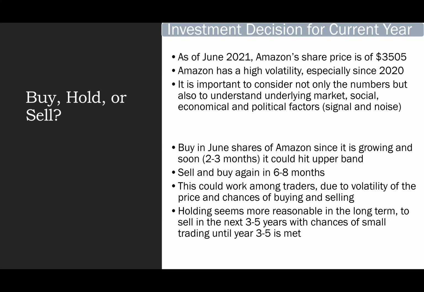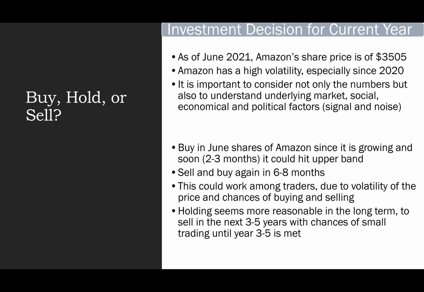the price will eventually fall again, and then we would buy until it rises again so we can sell. This can work among traders like the ones in the whale tracks graph that we were seeing, due to the volatility of the price of Amazon and the chances of buying and selling throughout these peaks and lows of the price.